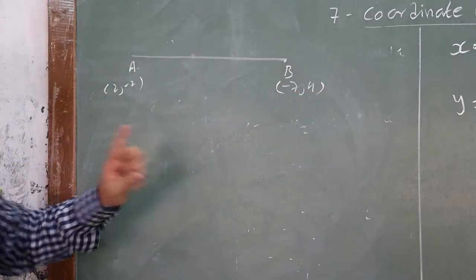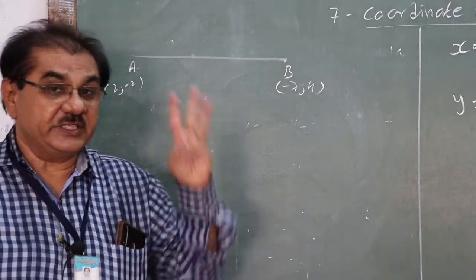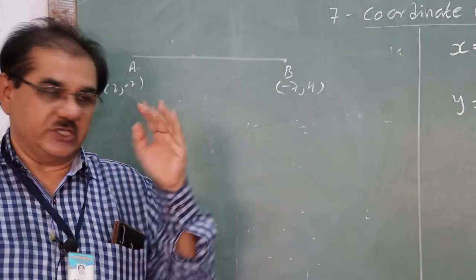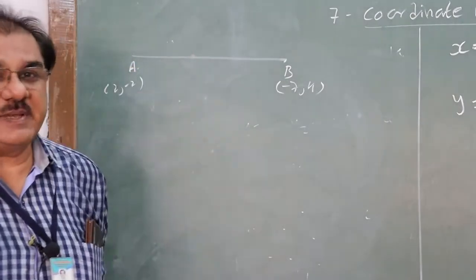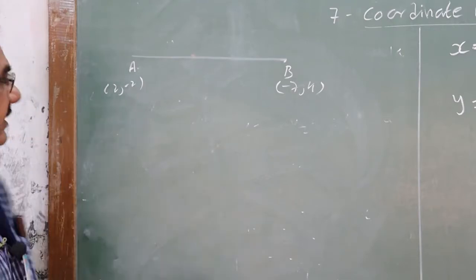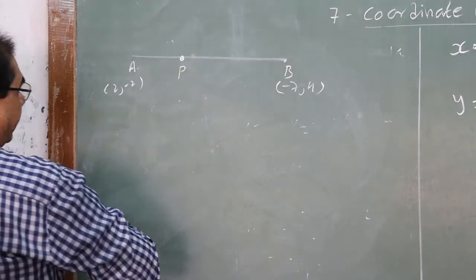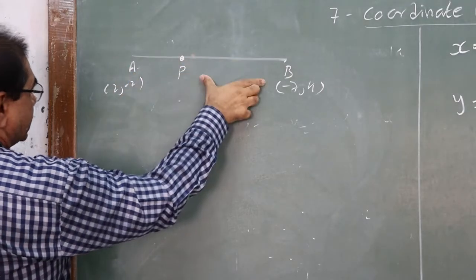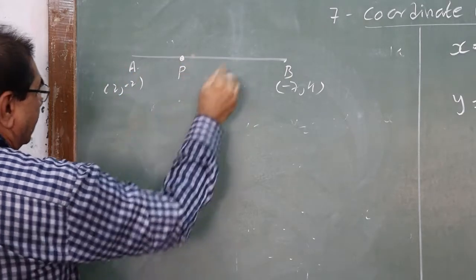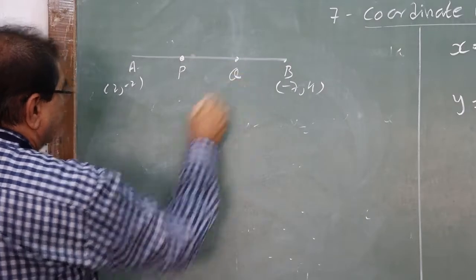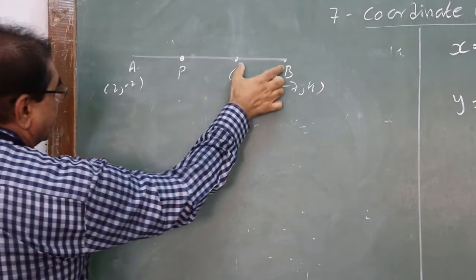You have to find out the coordinates of the point which trisects the line segment joining these 2 points. Trisect means making 1/3 part. So I select a point P, it is 1, it is 2. So it is 1/3 part, or I can select a point Q, it is 2 part, it is 1 part.